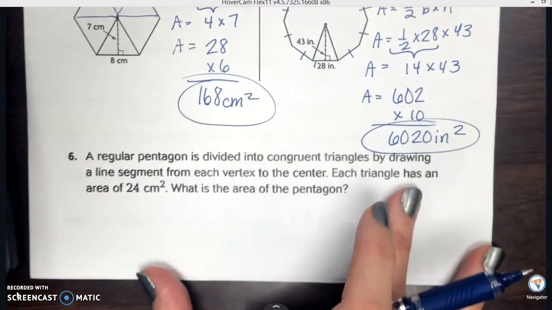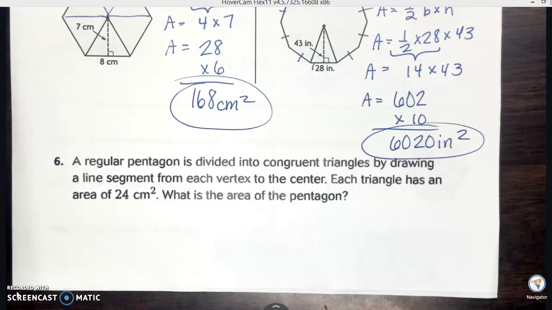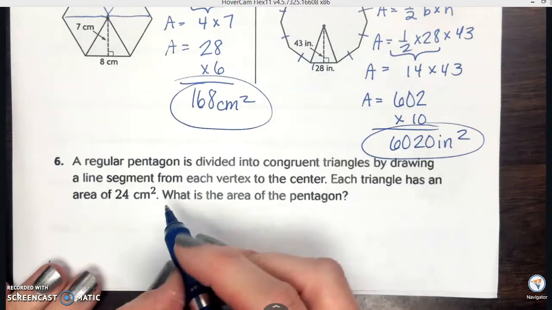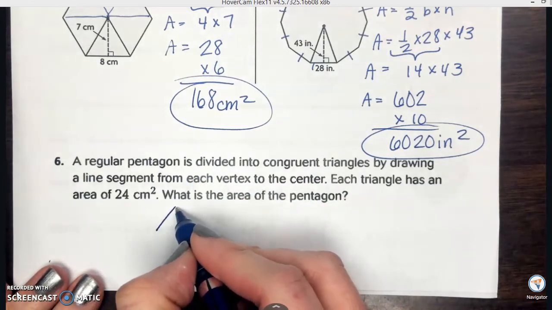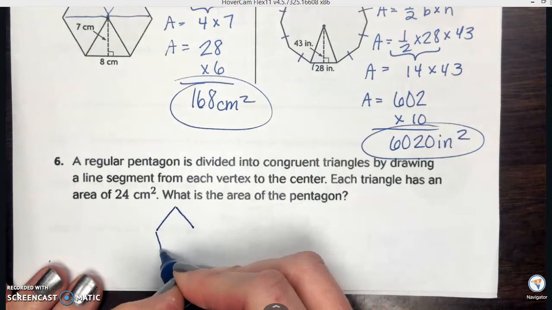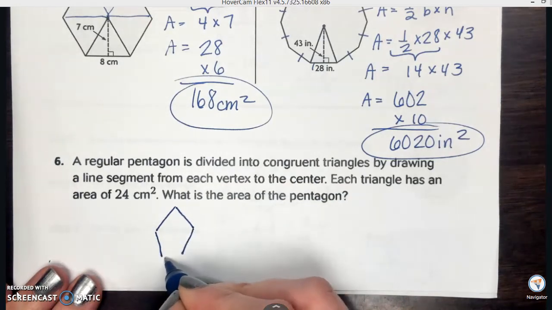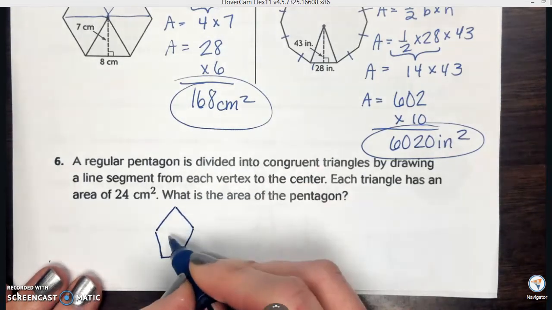Alright, and the last one on this page, number 6, we have a regular pentagon divided into congruent triangles by drawing a line segment from each vertex to the center. Each triangle has an area of 24 centimeters squared. What is the area of the pentagon? So I'm going to try my best to draw a pentagon just to have a visual. Whether or not it looks regular, let's pretend it is.